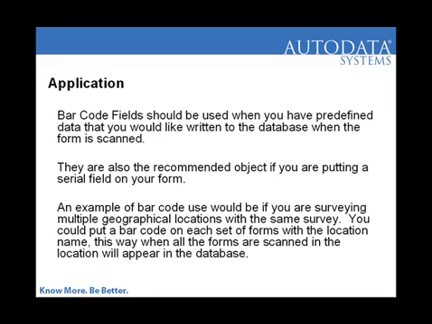Barcode fields should be used when you have predefined data that you would like written to the database when the form is scanned. They are also the recommended object if you are putting a serial field on your form. An example of barcode use would be if you are surveying multiple geographical locations with the same survey. You could put a barcode on each set of forms with the location name. This way, when all of the forms are scanned in, the location of each set of forms will appear in the database.